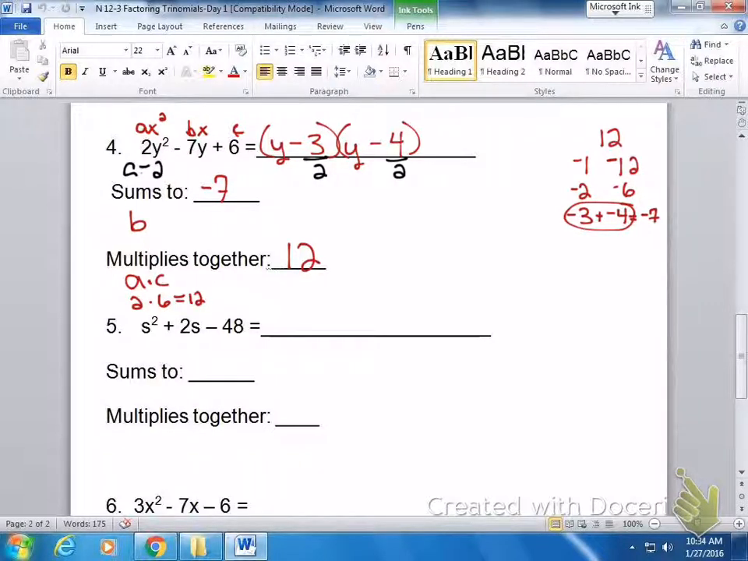Well, 3 over 2, I can't simplify that any further, and it left a denominator. So I'm going to swing the denominator in front of my y. So I now have 2y minus 3. Now if I looked at the next one, 4 divided by 2 does simplify to just 2. It did not have a denominator, so I just write y minus 2.